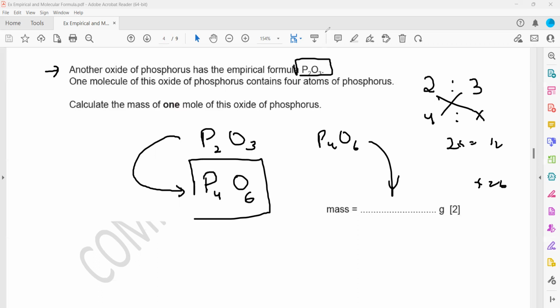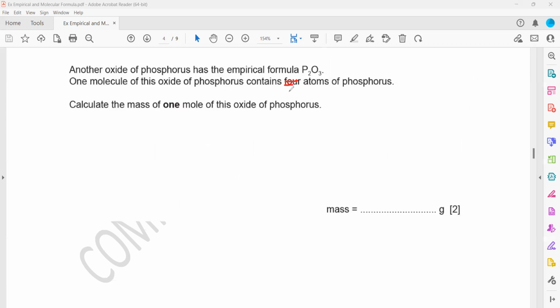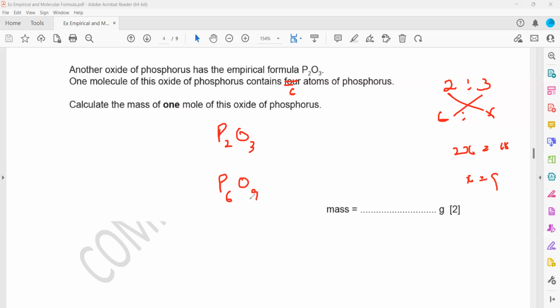They can also repeat the question. For example, if I say, what is the formula of a compound which contains 5 phosphorus atoms? Or say 6 phosphorus atoms. The simplest ratio should be 2:3. So if a compound contains 6 phosphorus, how many oxygen will be there? 2:3 is the ratio. So 6 phosphorus, x oxygen. Cross multiply: 2x equals 18, or x equals 9. So it should be P6O9. So the ratio remains 2:3. Is it clear this part?